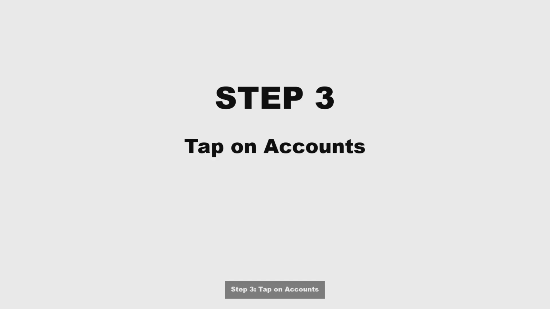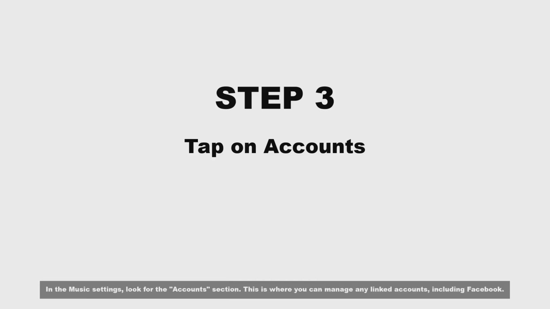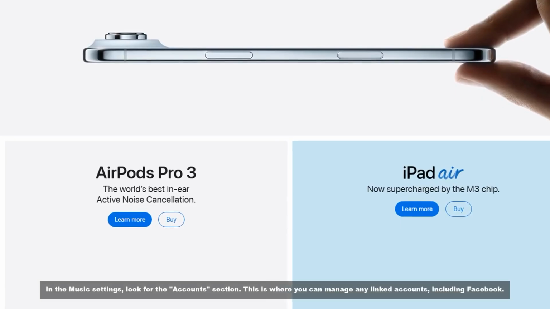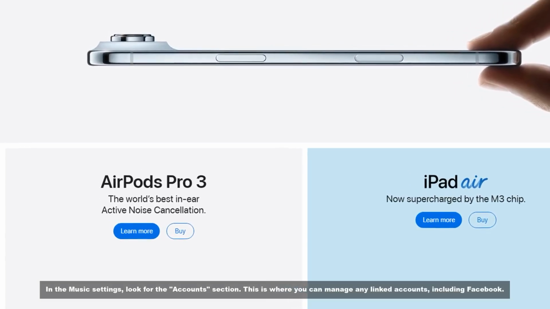Step 3. Tap on Accounts. In the Music settings, look for the Accounts section. This is where you can manage any linked accounts, including Facebook.